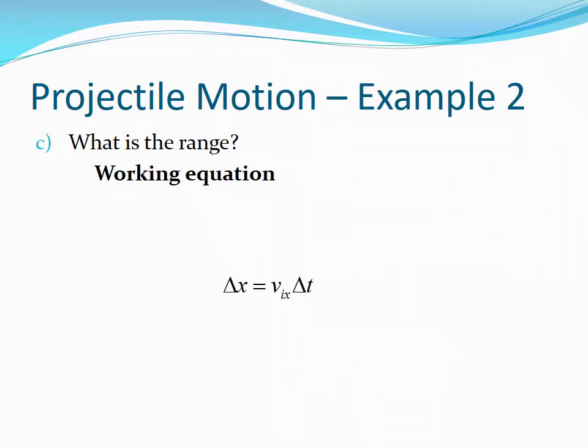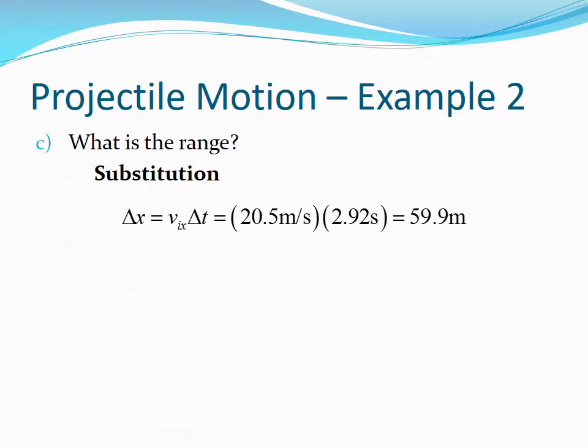What is the range? Our working equation is delta x is v sub ix times the time interval. This is just the distance traveled at a uniform horizontal velocity of 20.5 meters per second. We know the horizontal velocity and the total time before the ball hits the ground, so the horizontal distance traveled is 59.9 meters to 3 significant figures.